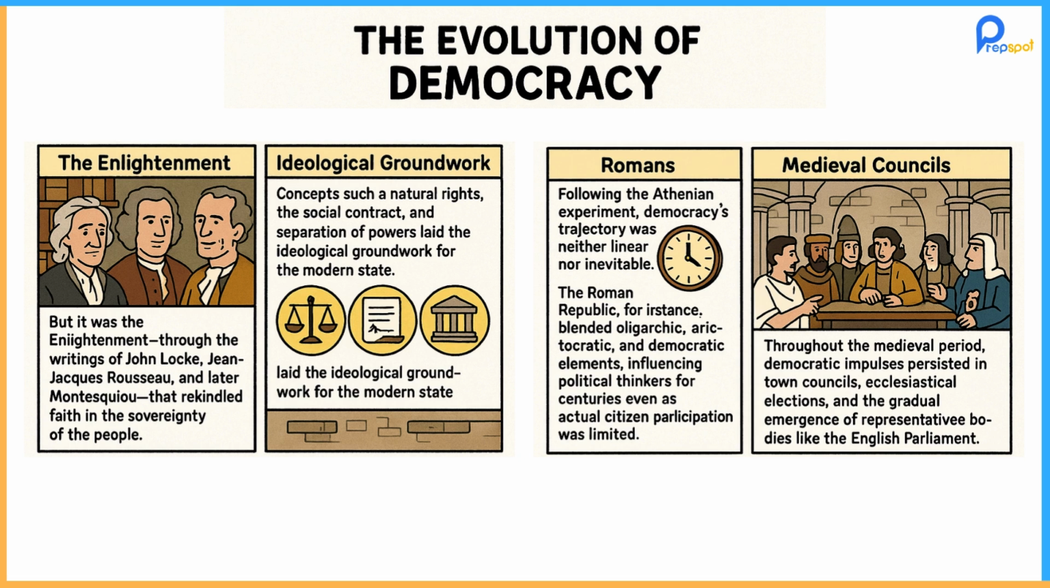Following the Athenian experiment, democracy's trajectory was neither linear nor inevitable. The Roman Republic, for instance, blended oligarchic, aristocratic, and democratic elements, influencing political thinkers for centuries even as actual citizen participation was limited. Throughout the medieval period, democratic impulses persisted in town councils, ecclesiastical elections, and the gradual emergence of representative bodies like the English Parliament. But it was the Enlightenment, through the writings of John Locke, Jean-Jacques Rousseau, and later Montesquieu, that rekindled faith in the sovereignty of the people. Concepts such as natural rights, the social contract, and separation of powers laid the ideological groundwork for the modern state.